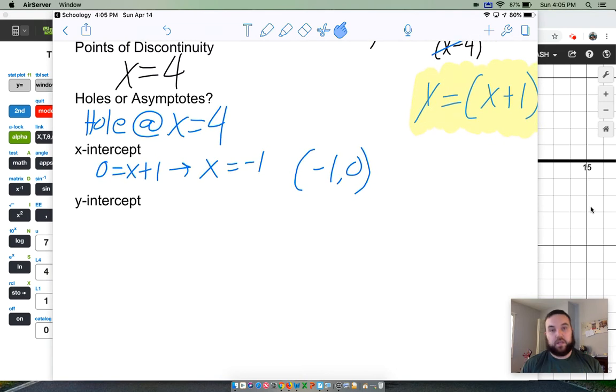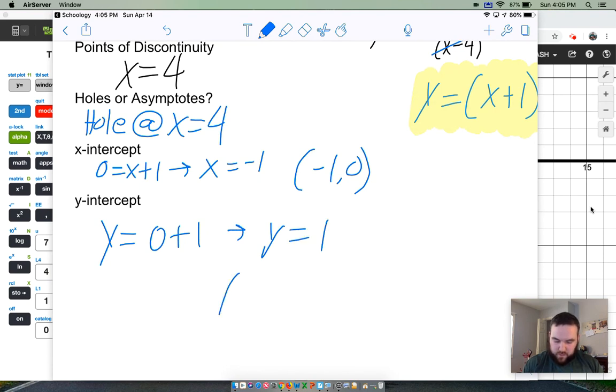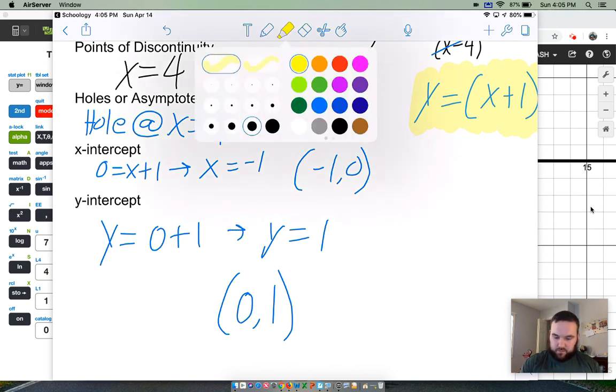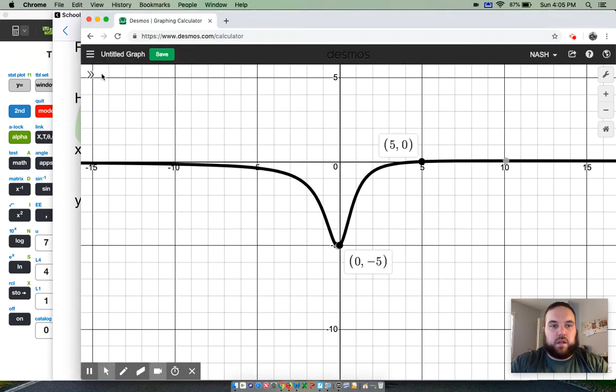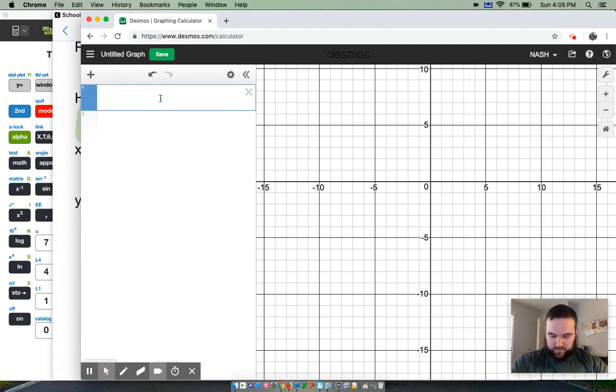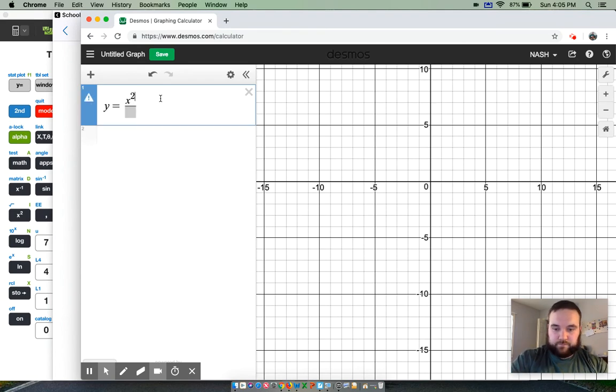For the y-intercept, that's in reverse. I'm going to plug in 0 for x. So here I have y equals 0 plus 1, which of course becomes y equals 1. So (0, 1) is my y-intercept. These are the characteristics of the graph: a hole at x equals 4, (0, 1) as my y-intercept, and (-1, 0) as my x-intercept. Again, just to see what this looks like, the original function was x squared minus 3x minus 4 over x minus 4.